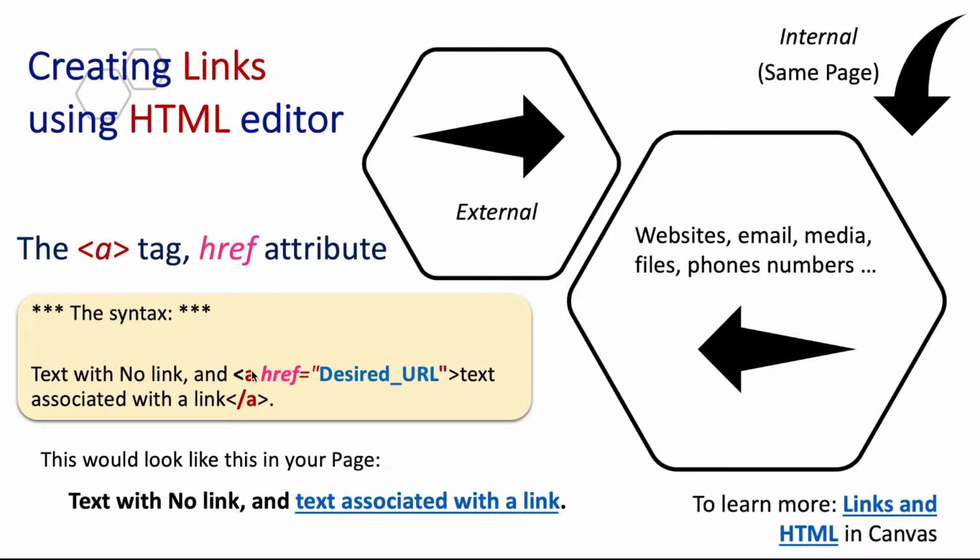Inside of this anchor element, we're going to find the href attribute, hyperlink reference, href equals, and inside of quotation marks, the desired URL, basically the website to which this link is going to be pointing to. And this is all we need to create this link.